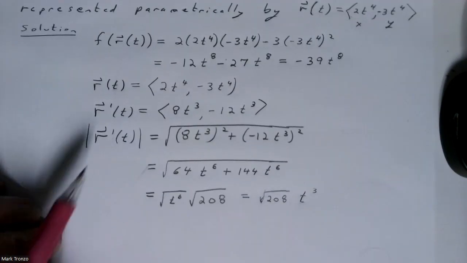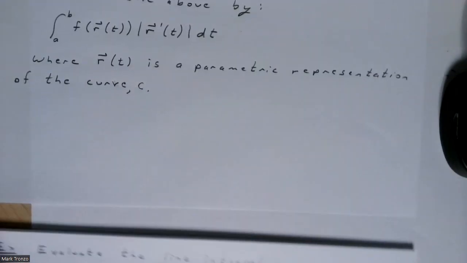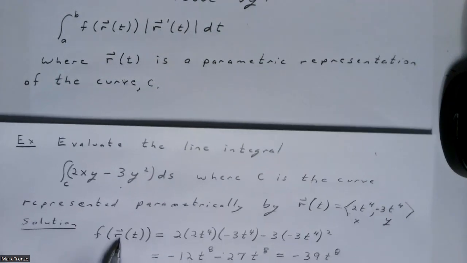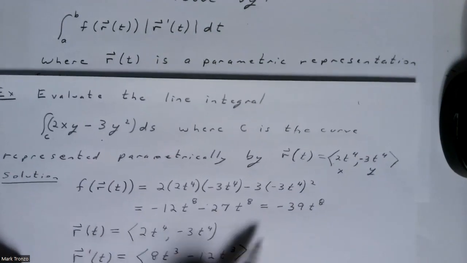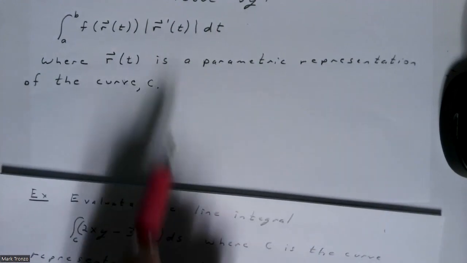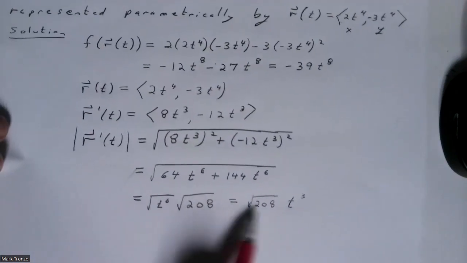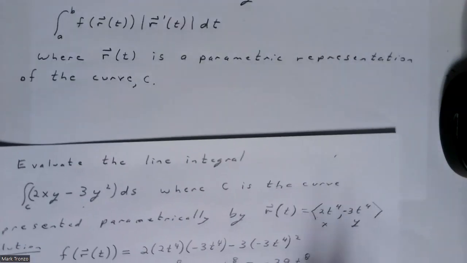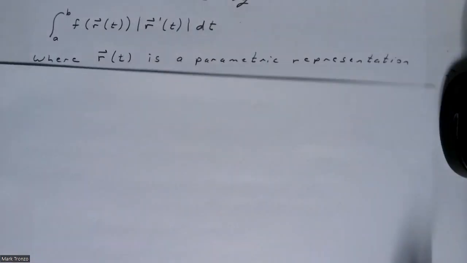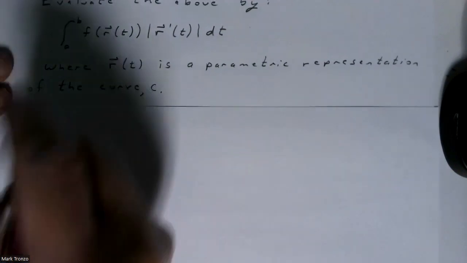Now we have everything we need to substitute into our integral, because we have our function with the parametric curve substituted. That was minus 39 t to the 8th. We have the magnitude of the derivative of our parametric curve. So we can just substitute everything in. In fact, let me write that down, what we're actually doing here.